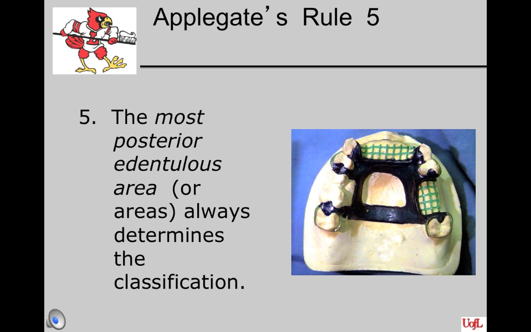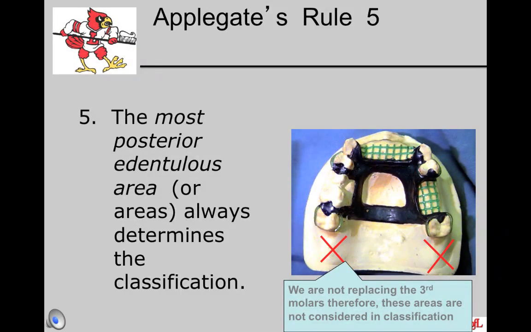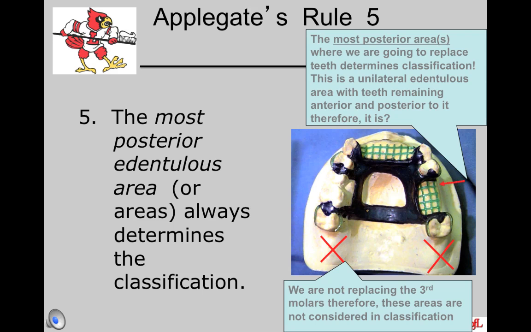The most posterior edentulous area or areas always determines the classification. By the rules we just went over, we said we're not replacing third molars. Therefore, these areas are not considered in our classification. There are two edentulous areas on this arch, one in the anterior and one in the posterior. By the rule, the most posterior area where we're going to replace teeth determines classification. This is a unilateral edentulous area with teeth remaining anterior and posterior to it. Therefore, it is a Kennedy Class 3.